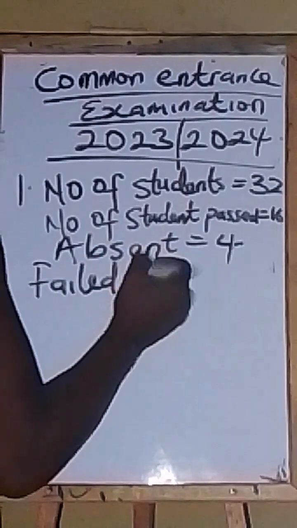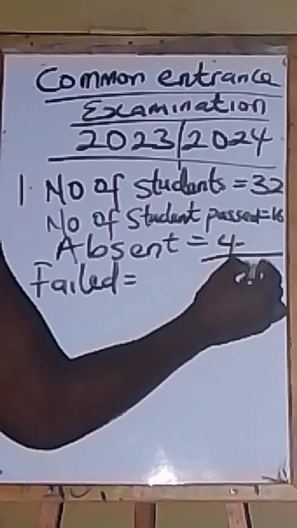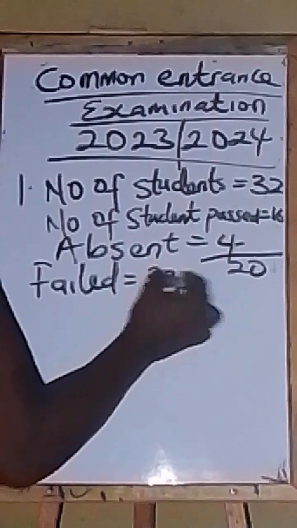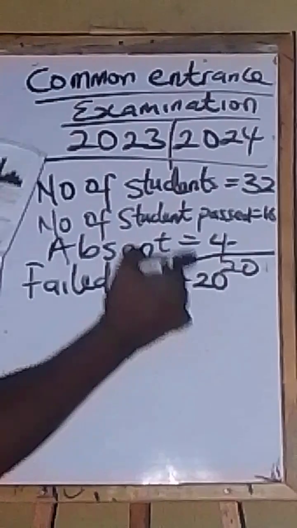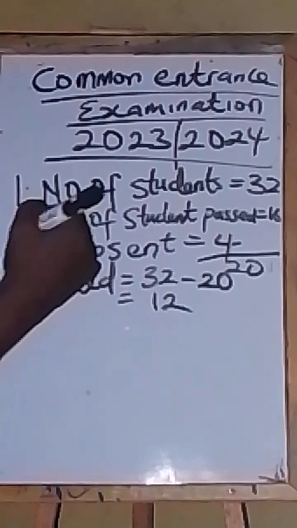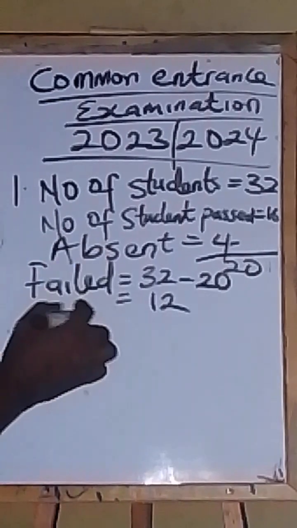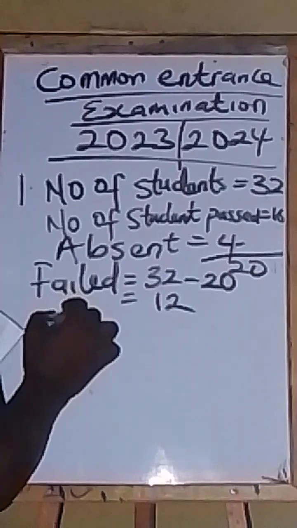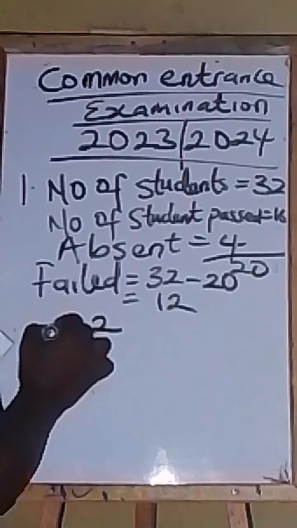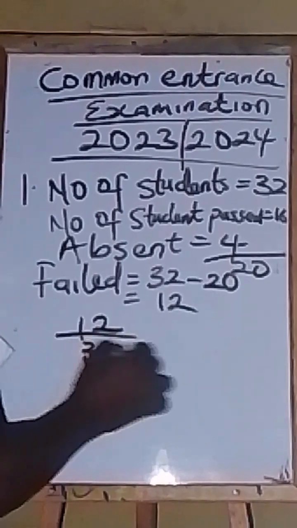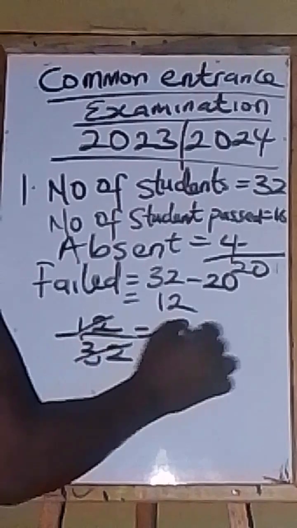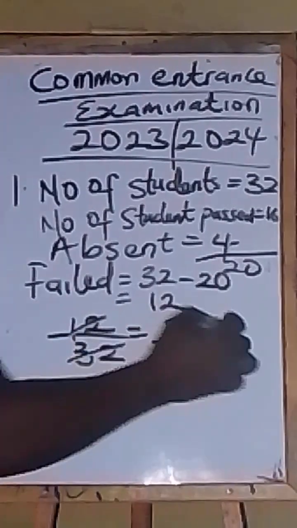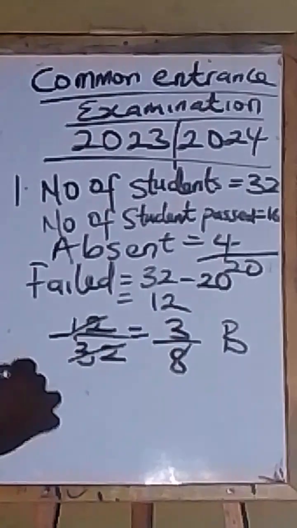So what do we do? We add up the 16 plus 4, 20. So 32 minus 20 is going to give us the number that failed. They asked for the fraction of the whole class that failed. So the fraction will be 12 over 32. And 4 into 12 is 3, 4 into 32 is 8, so 3 over 8. The answer is option B.